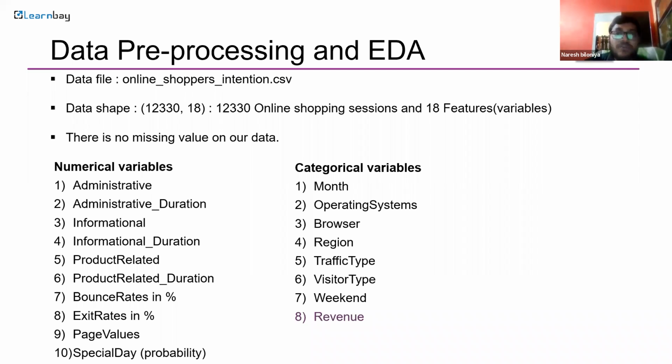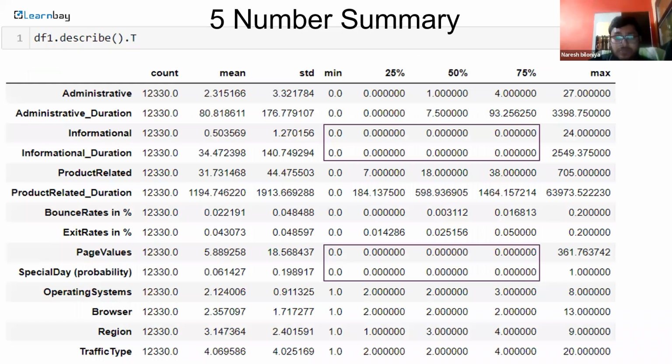Let's go ahead. So this is our five-number summary. Here we can see the minimum value in a particular column, the maximum value, and the observation count. Here we can see that there is no missing value in our data, but in the rectangle box we can see that the minimum value is 0 for the informational and informational duration columns, and also in page value and the special day column. We can see the minimum value is 0, and the first quartile value is also 0, the second quartile value is also 0 here and here, and here we can see the third quartile value is also 0.